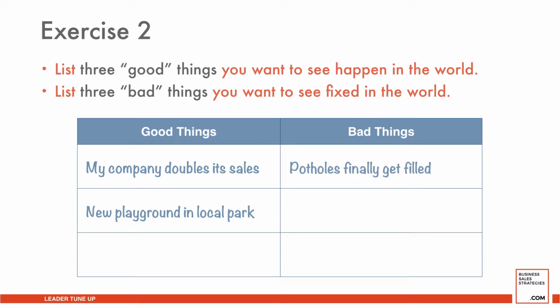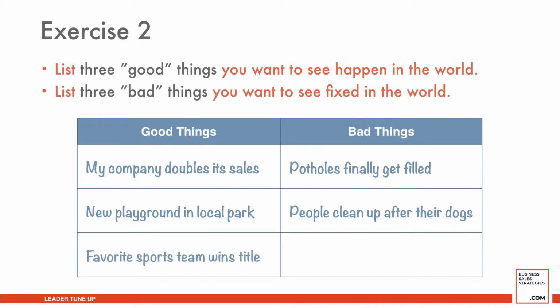Some bad things: potholes finally get filled. If only people would clean up after their dogs. And what if my favorite sports team could win the title? Wouldn't that be great? Or can we finally solve world hunger? Notice the difference in feelings and emotions between the good things and the bad things. The strong sense is good. It doesn't matter whether it's a good thing or a bad thing.